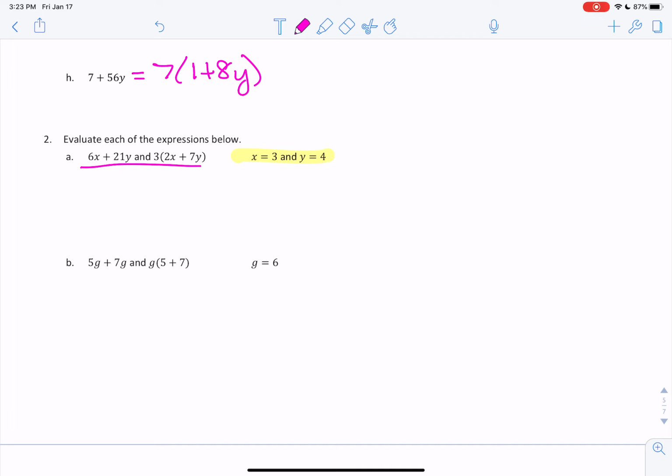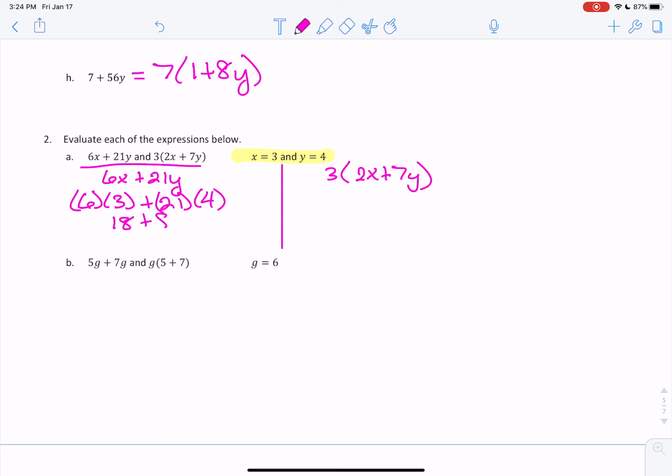So let's go ahead and do the first one. I'm going to split this section in half. On this side, I'll do the 6x plus 21y. On this side, I'll do the 3 times 2x plus 7y. All right, so x is 3, y is 4. So wherever there's an x, I'm going to put a 3. Wherever there's a y, I'm going to put a 4. So the first one's going to be 6 times 3 plus 21 times 4. That's going to give us 18 plus 84, which altogether equals 102.